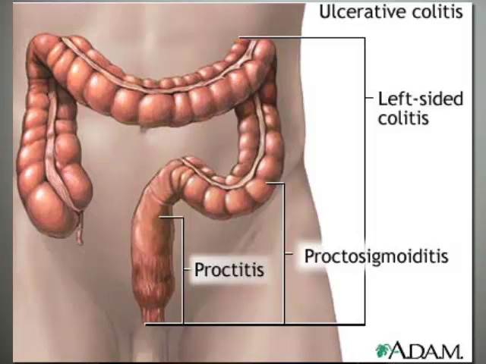It's called proctitis, which involves only the rectum. Proctosigmoiditis affects the rectum and the sigmoid colon. Left-sided colitis encompasses the entire left side of the large intestine. As for the pancolitis, it inflames the entire colon.